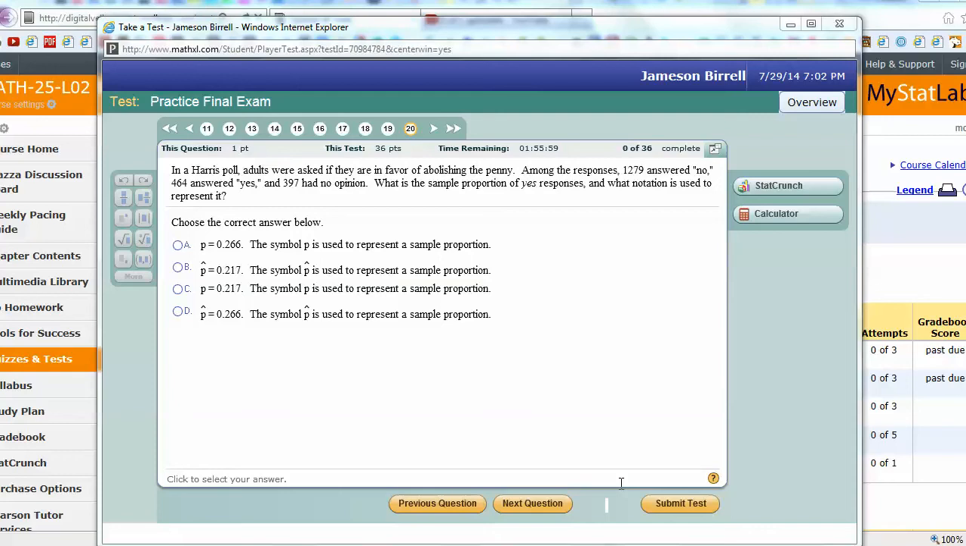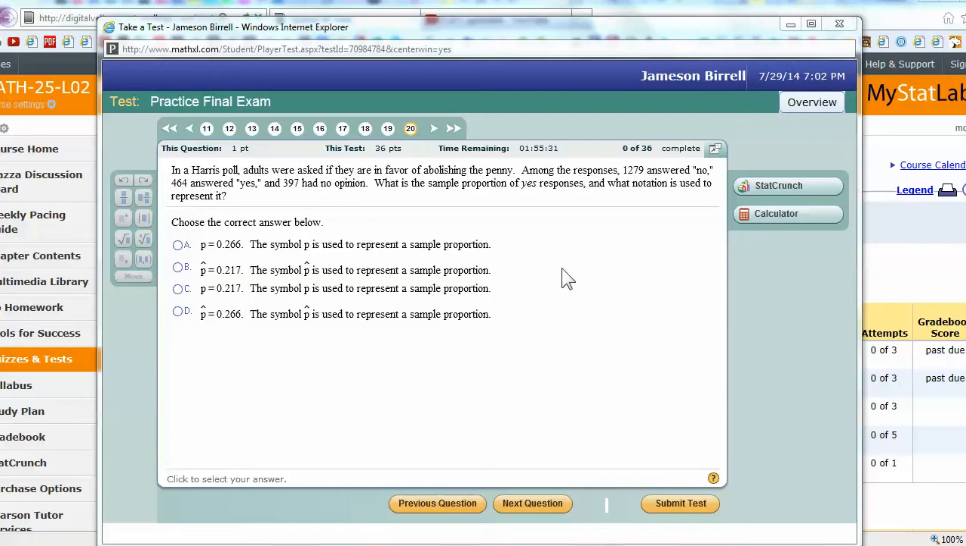Here's question number 20 from the practice final. It says, in a Harris poll, adults were asked if they are in favor of abolishing the penny. Among the responses, 1,279 answered no, 464 answered yes, 397 had no opinion.